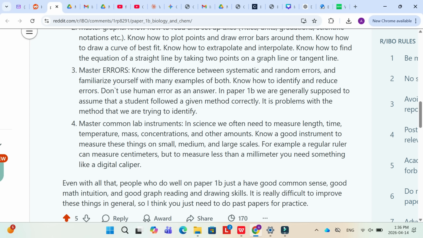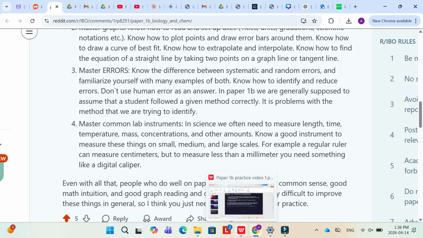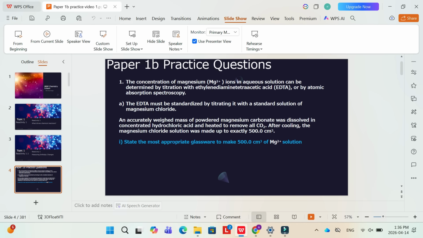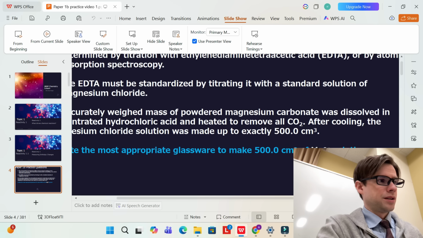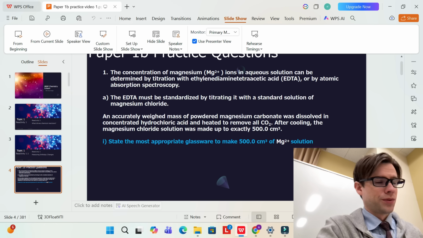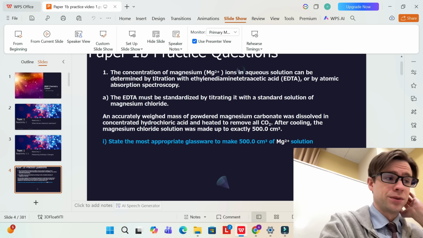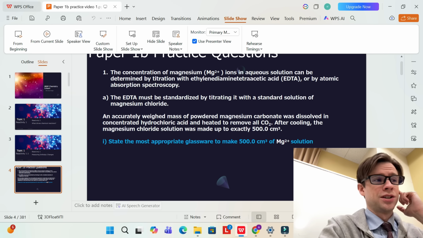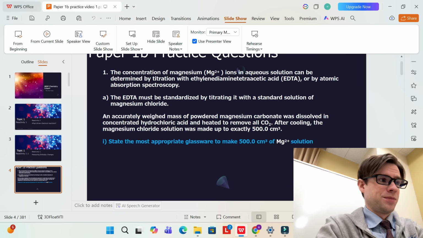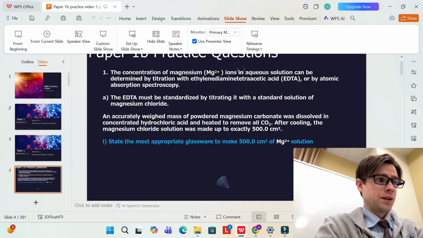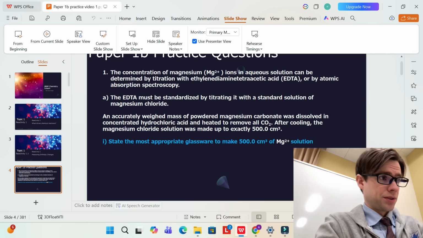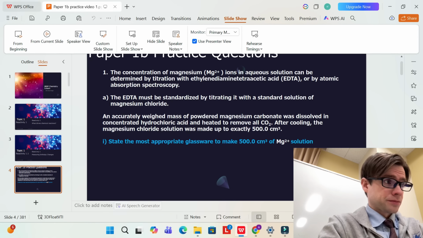Okay, so let's go to some practice slides I've been making. I've taken a bunch of questions from a past paper from the new 2025 syllabus, but I've just changed some numbers and names here and there because I'm a little bit worried about copyright infringement. But overall, the structure of these questions is exactly the same as a recent Paper 1B. So let's get started.